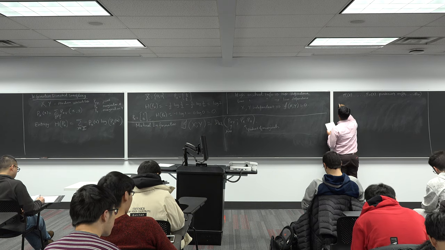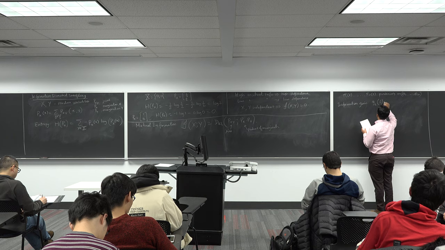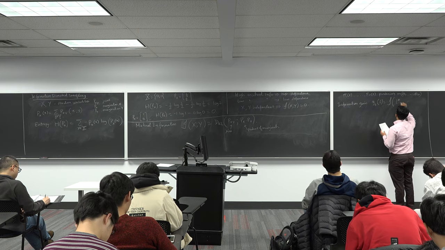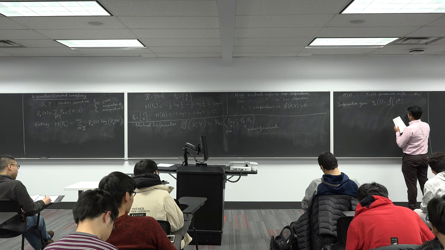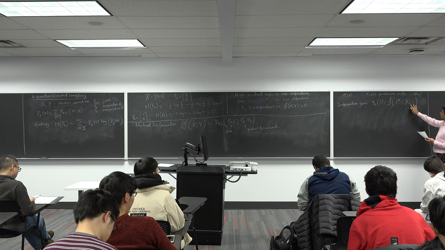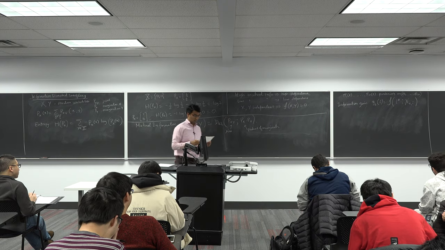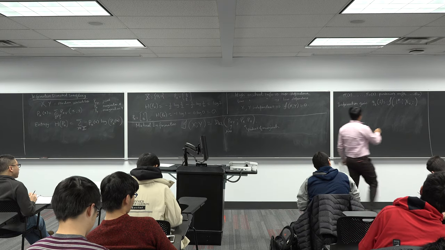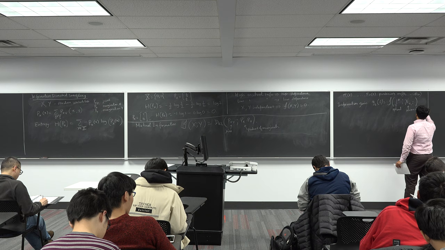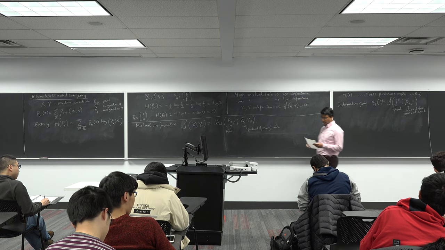I'm going to define the information gain G_t of i as the mutual information between I star, which is the optimal arm, and X_t,i, which is the reward that I'm going to receive from picking arm i at time t. This is the optimal arm. This is the reward from arm i at time t. That's the information gain term.